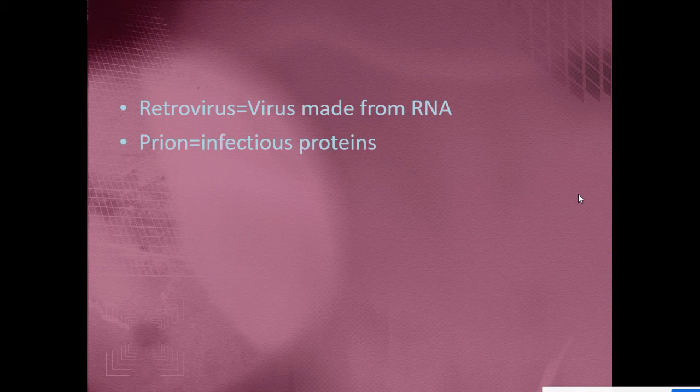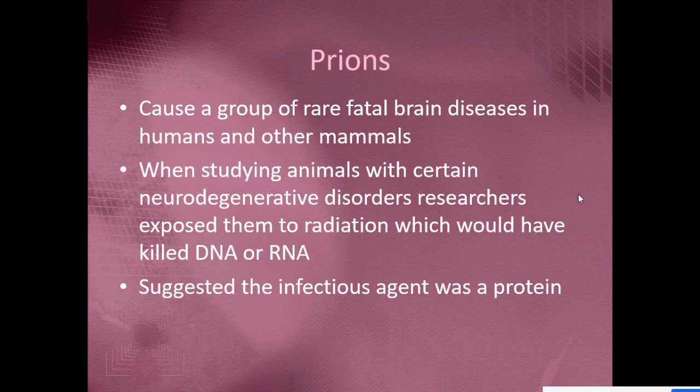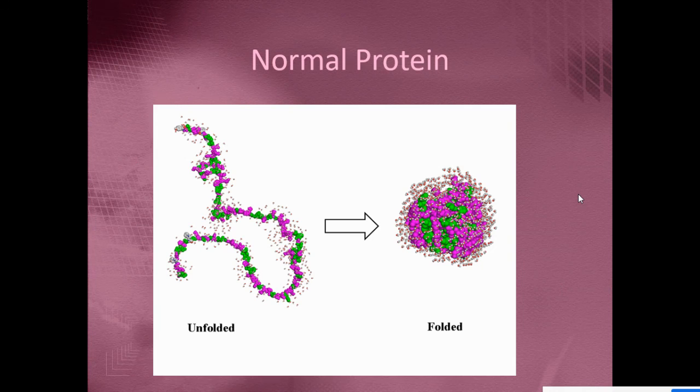The retrovirus is a virus made from RNA, and a prion is going to be an infectious protein. So prions cause a group of rare fatal brain diseases in humans and other mammals. When studying animals with certain neurodegenerative disorders, researchers exposed them to radiation which would have killed DNA or RNA. And it suggested that this infectious agent was a protein instead of a DNA or an RNA, which would have been a nucleic acid. So this is what a normal protein looks like. You can have it be unfolded or folded. It just depends on how compact that protein is.